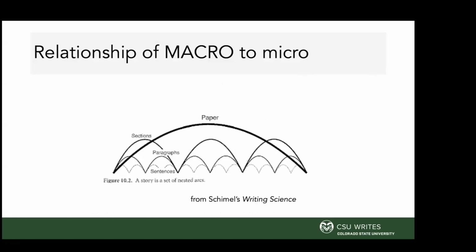When you're keeping in mind how these operate, and I know this is a little fuzzy, I pulled it from Schimmel's Writing Science, and he talks about how those sentences create the paragraphs that create the sections that create the overall paper. His reminder is that the story is a set of those arcs. So you want to make sure that any of your paragraphs, those key ideas that you're bringing forward, are related to the overall idea.